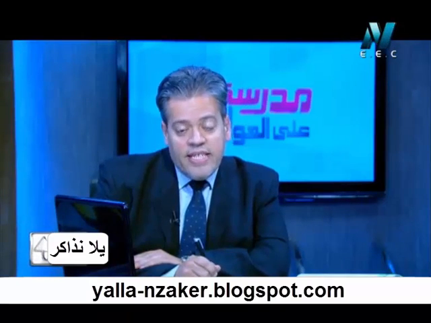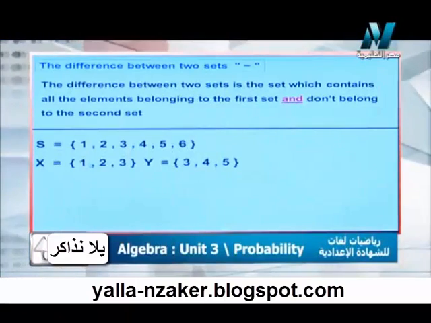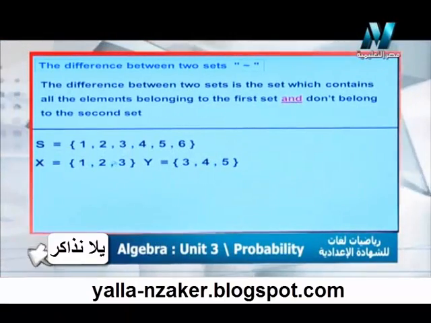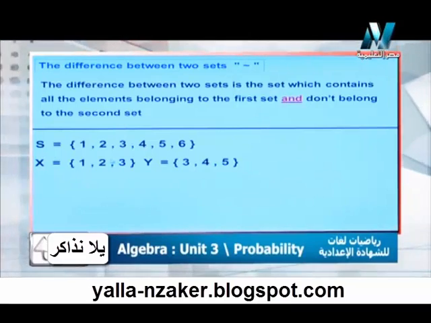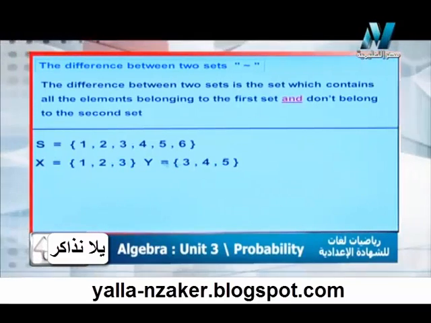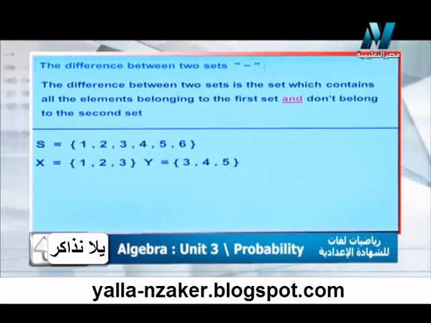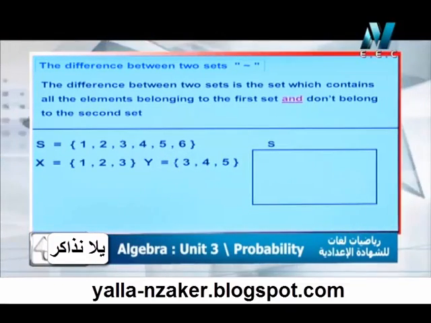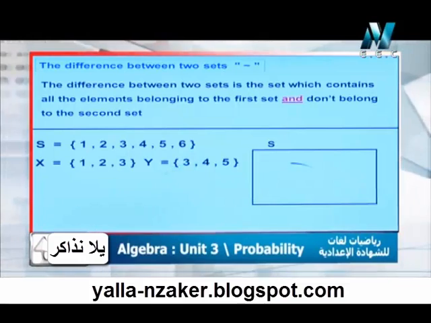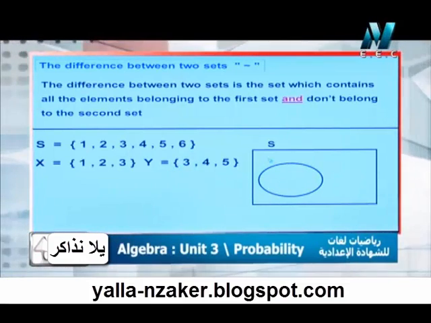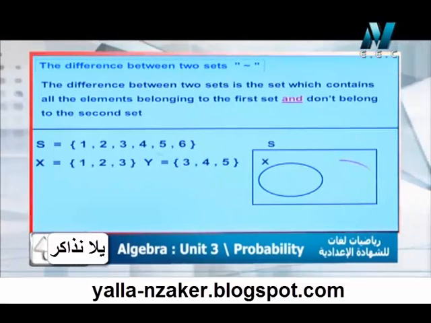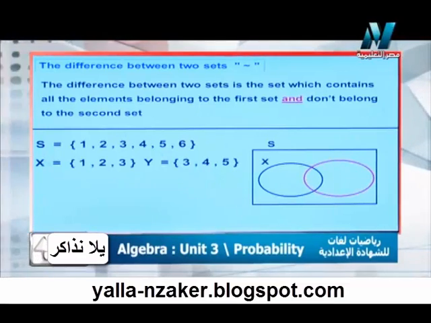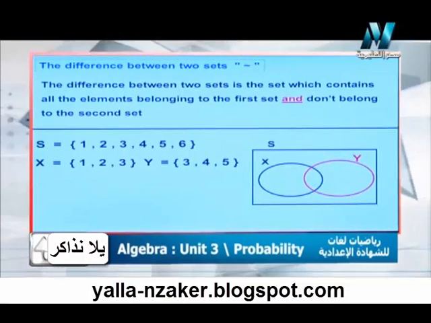احنا على السكرين كده شايفين كده x equals 1 2 3 y is 3 4 and 5. So لو حبيت ارسم الفان دياجرام بتاع دوت لان احنا مهم جدا نتدرب على الفان دياجرام. This is S اول حاجه. X and Y باين قوي ان هما two intersected sets. So I'm gonna have to write two intersected sets. This is X and this is Y. And the intersection of these two sets is 3.